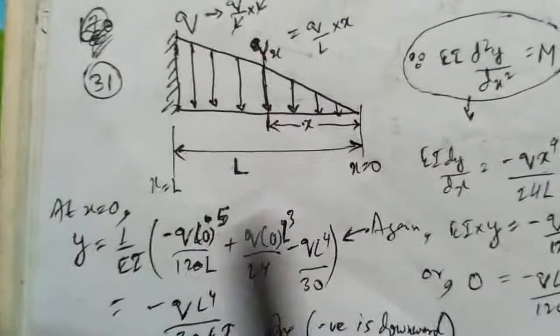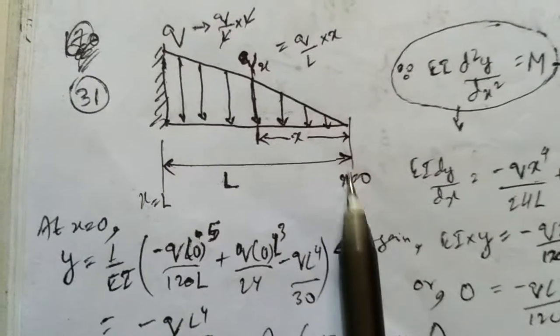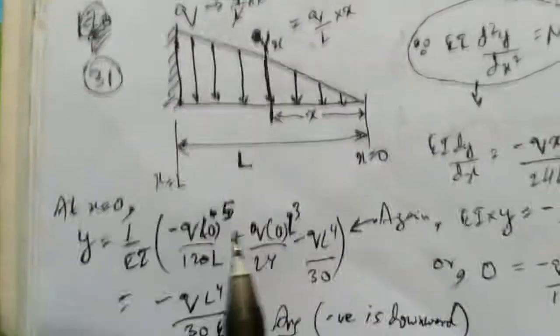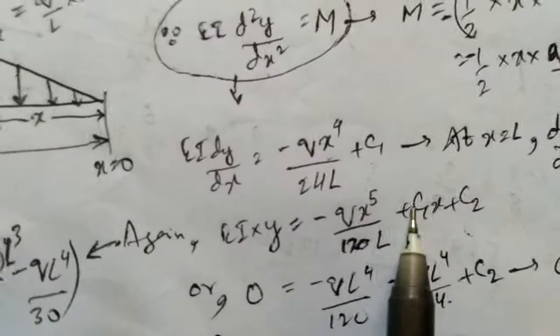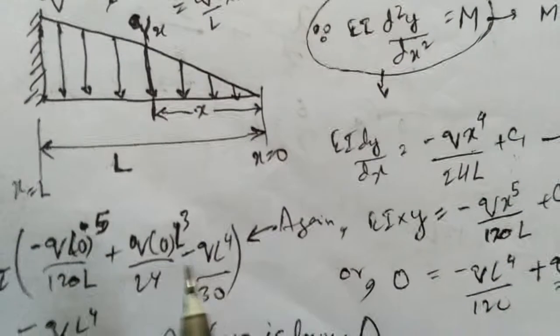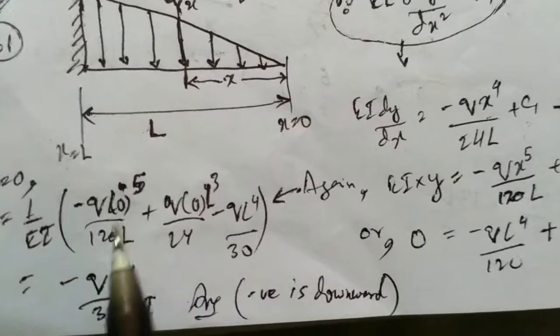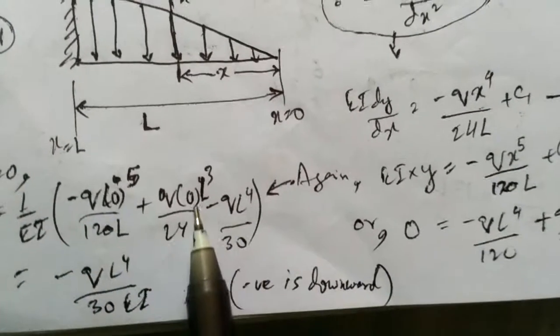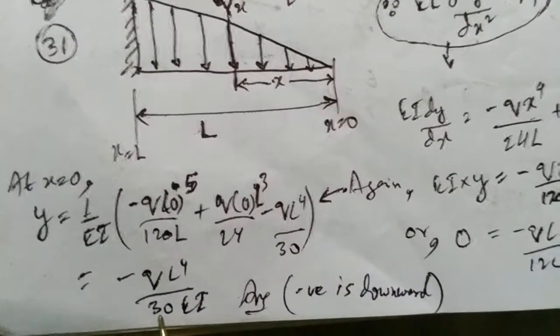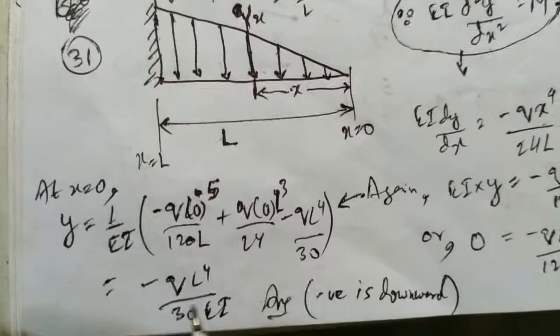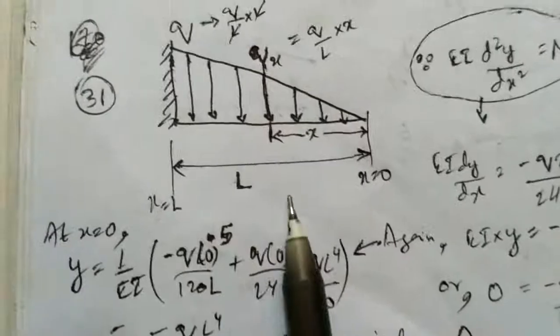Now we need to find the deflection at this free end, which is at x equal to 0. So when this formula is written like this, at x equal to 0, we put all these x as 0, and the C1 value from here and the C2 value from here. This will become 0, this will become 0, and when we multiply this, we will get qL cube upon 30 EI. This is a negative sign because it's downward.